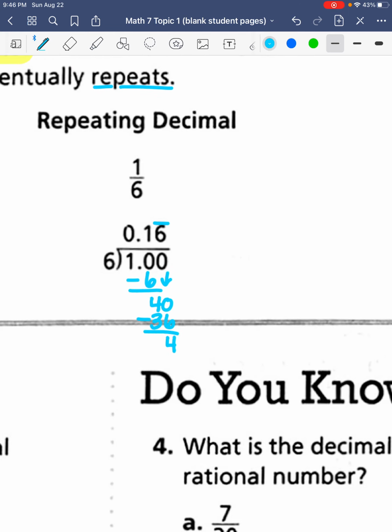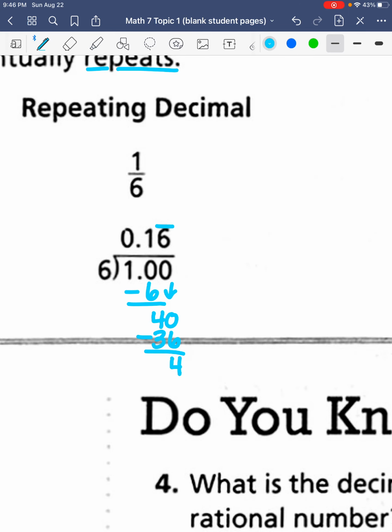Now, a repeating decimal. So I divide the numerator by the denominator. 6 does not go into 1, but it does go into 10. It goes into 10 one time. So 6 times 1 is 6. I subtract that from 10. 10 minus 6 is 4, and I bring down my 0. Now, how many times does 6 go into 40? It goes in 6 times. 6 times 6 is 36, and I notice that I end up with a remainder of 4.